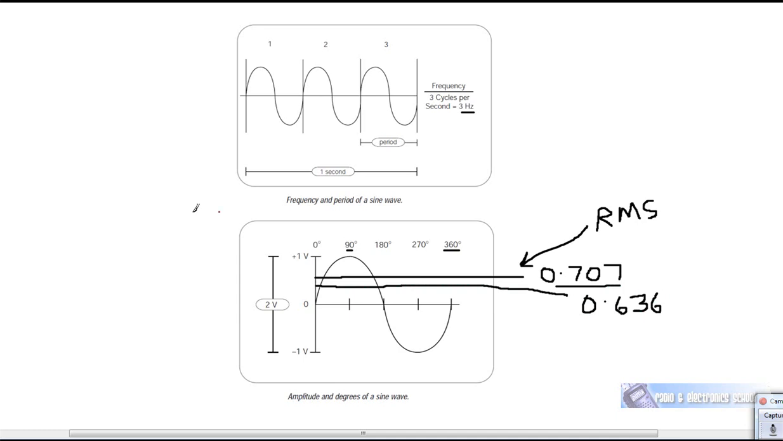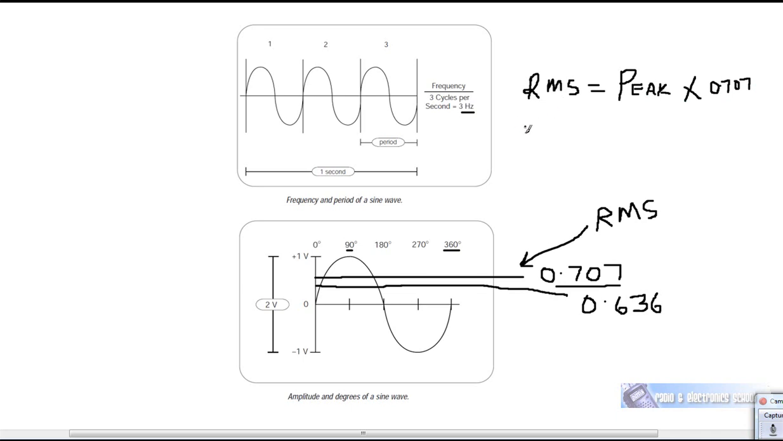So if you want the RMS value, and you have the peak value, the RMS value equals the peak multiplied by 0.707, or if you want to do a rule of thumb, 7/10. So 7/10 of the peak value is the RMS value.